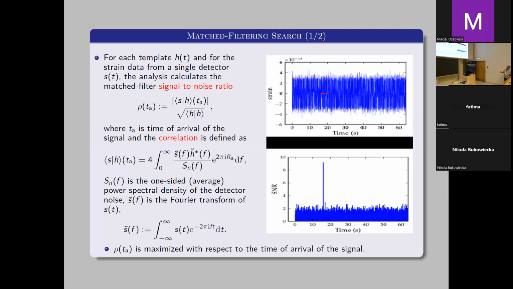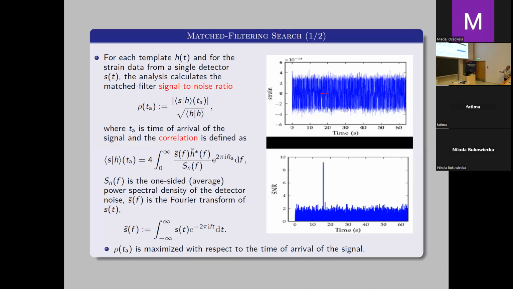So it is defined here by this integral. F is the frequency of the signal, tilde means Fourier transform. And this correlation between the data and the signal is weighted by the power of the noise. Exactly, to be precise, this is the so-called one-sided power spectral density of the detector's noise. Here there is some small technical issue. Mainly we have here this exponent where TA is the time of arrival.